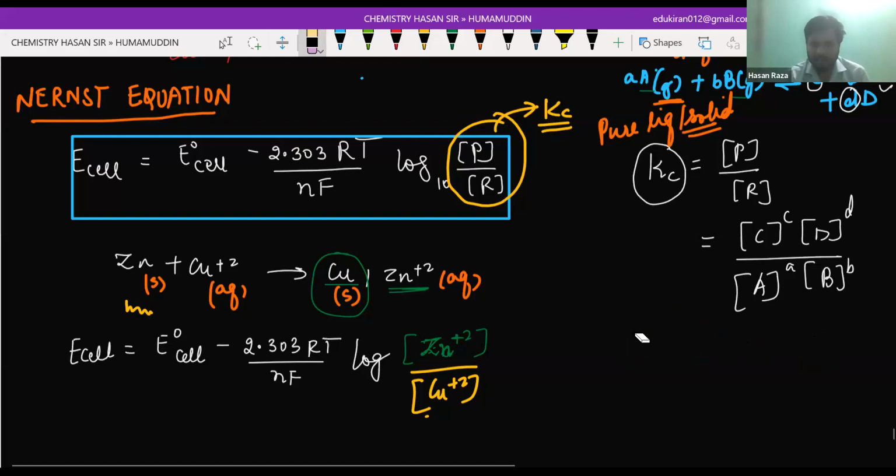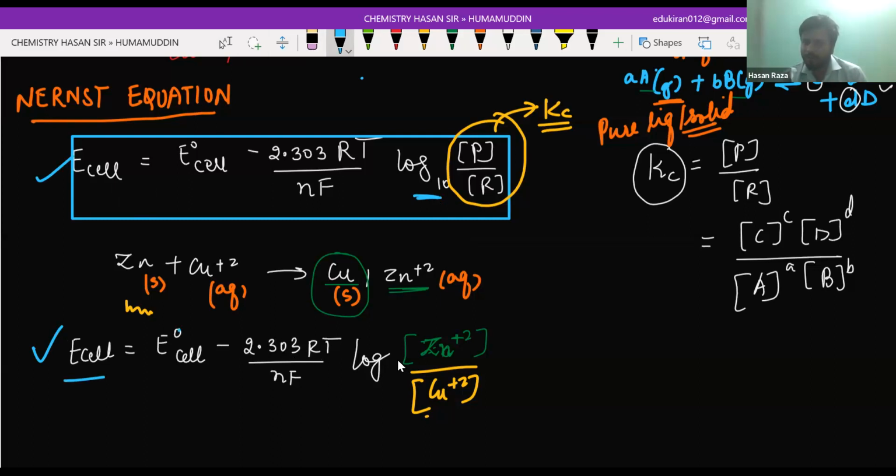So what happened to the log over here in that E cell thing? Yes, sir, the final equation. E cell is equal to E naught cell minus 2.303 RT upon nF log. What I wanted to tell you is that this is the general formula. Now, sometimes you will think that this is also a product, so you should consider this copper in solid state, but we don't need to consider this because in the expression of equilibrium constant, we neglect pure liquid and pure solid. We consider only gas, which will be in terms of pressure, and aqueous, which will be in terms of concentration or molarity. Are you getting my point?